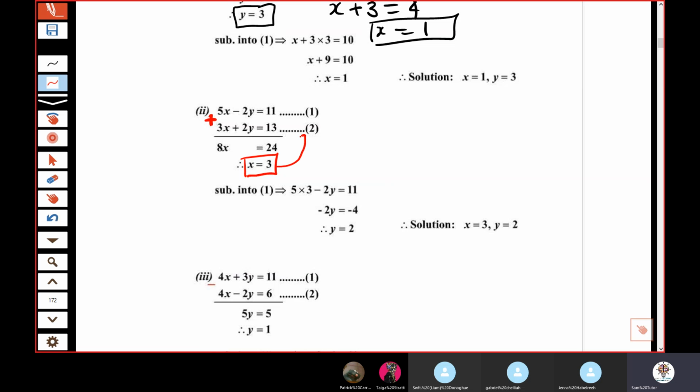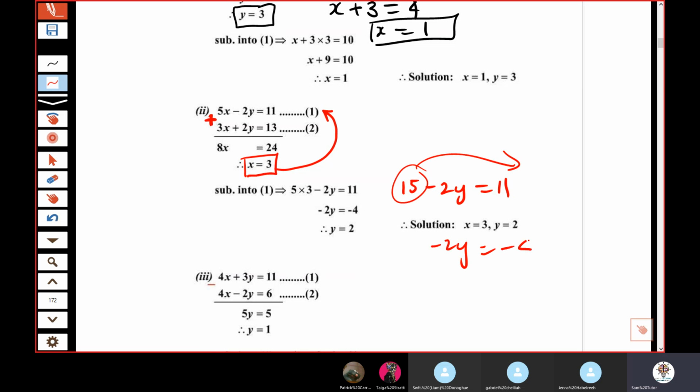So you're going to sub it back into whatever equation you like. I've subbed it into number 1 here. So we'll do the same thing. Sub it back into number 1. 5 times 3 is 15. Take away 2y. So it'll look like this. 15 take away 2y equals 11. And then doesn't this look familiar now? Back to equations. You subtract this on here.